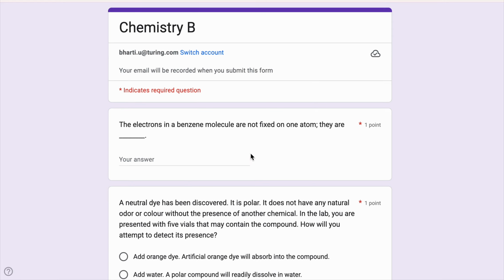The electrons in a benzene molecule are not fixed on any one atom. They are localized.